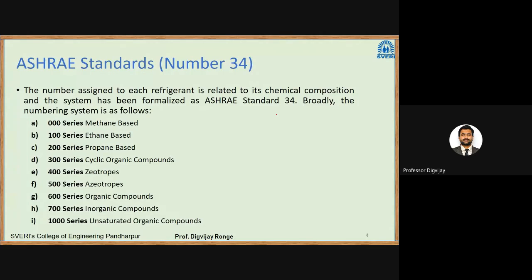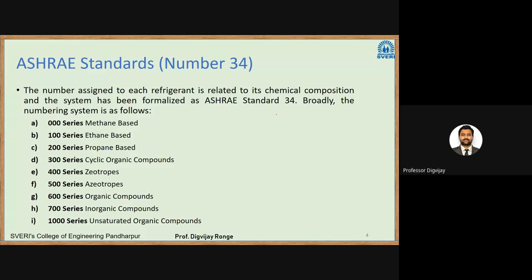So the 0 series is methane based, the 100 series is ethane based, the 200 series is propane based, the 300 series is cyclic organic compounds, the 400 series is zeotropes, so that is a mixture. The 500 series is azeotropes, so again that is a mixture. The 600 series is organic compounds, like hydrocarbons. The 700 series is inorganic compounds, like water, air, carbon dioxide, nitrogen dioxide. The 1000 series is for unsaturated organic compounds.